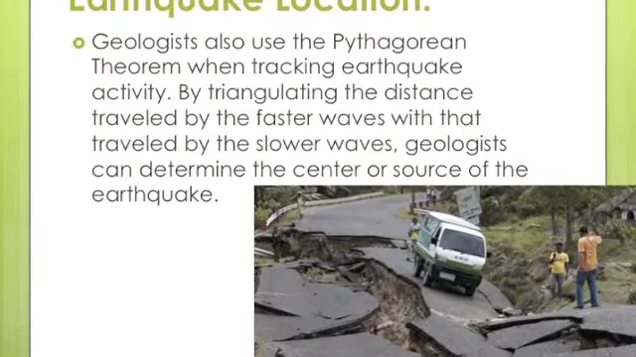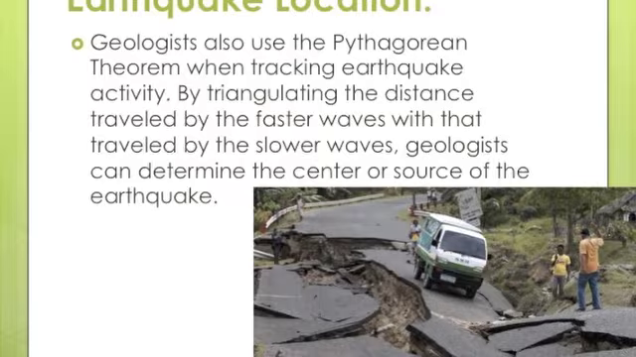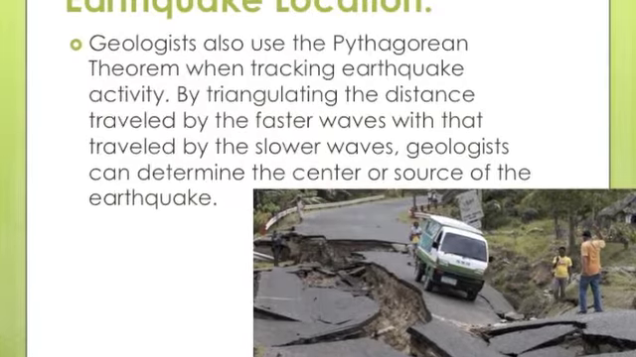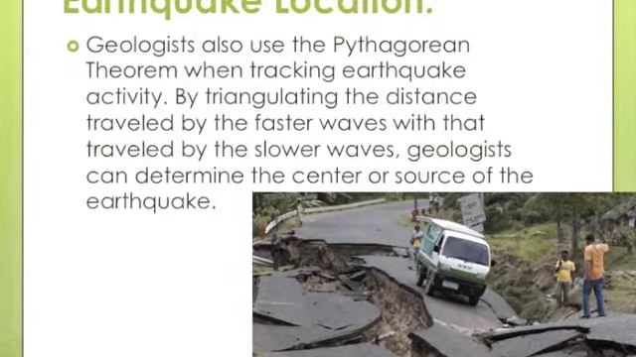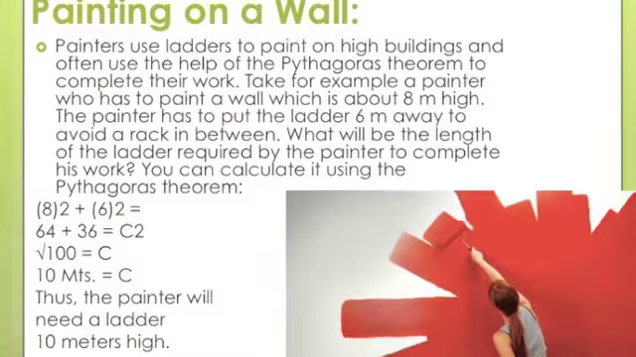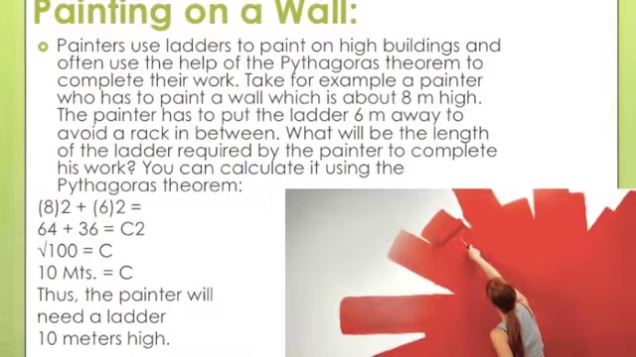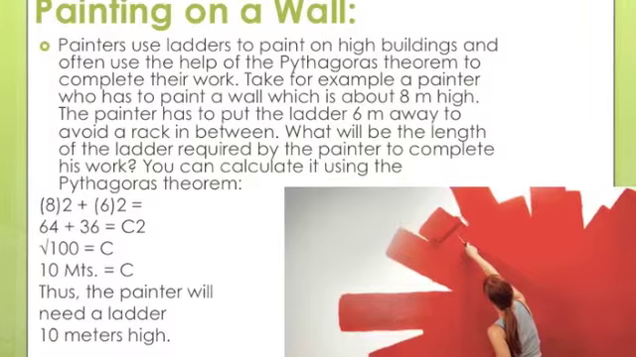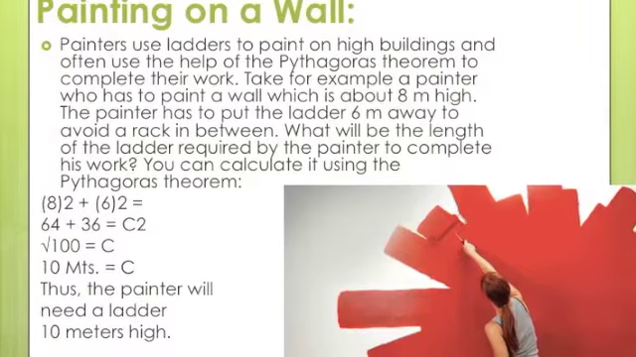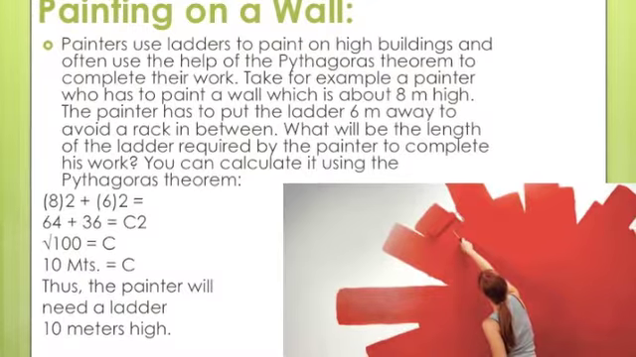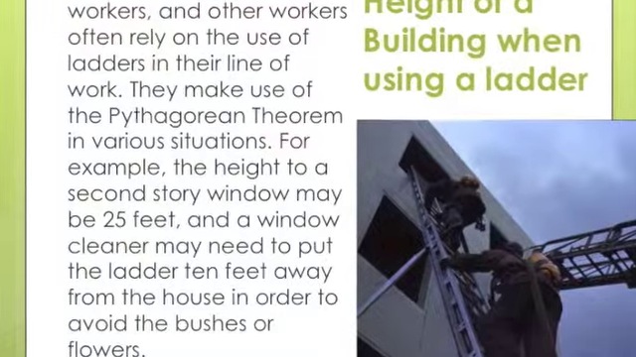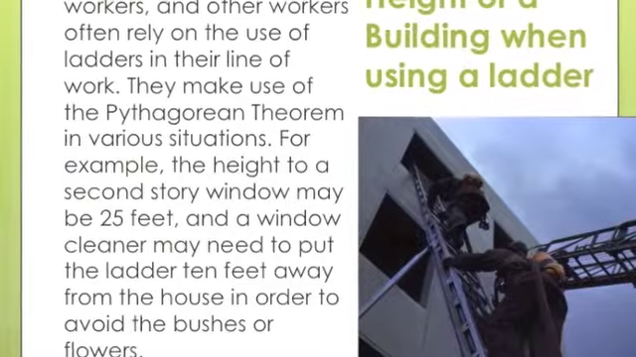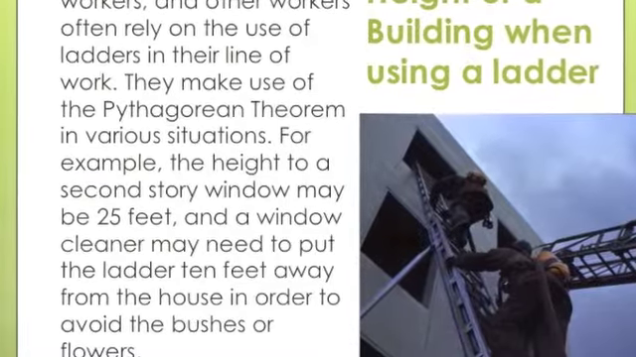When earthquakes happen, geologists are able to use the Pythagorean theorem to find the center source of the earthquake. These next two examples are very similar. One has to do with a painter painting a wall, and the other has to do with a firefighter climbing a building. But they both use the Pythagorean theorem when figuring out where to put the ladder with regards to the building.